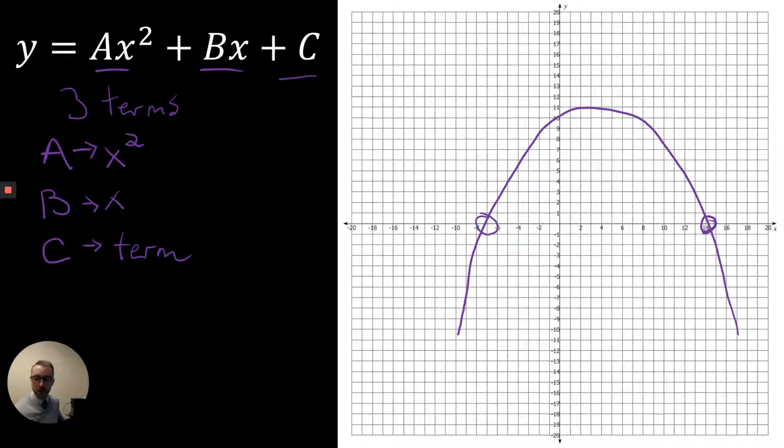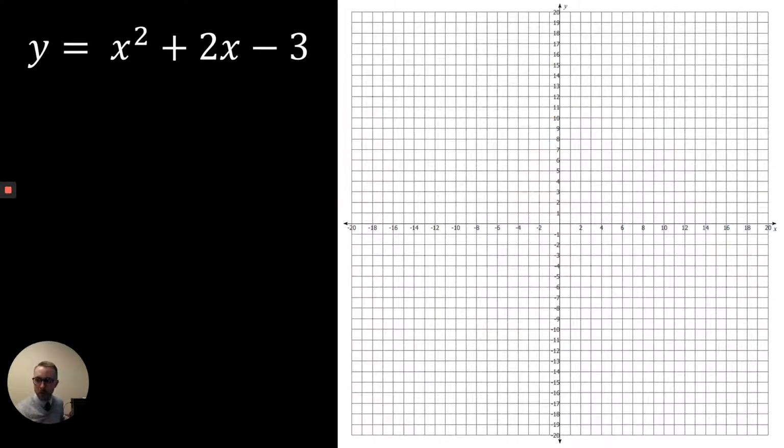So real quick, I want to look at a couple other quadratic functions, and I just want to identify a, b, and c, what the coefficients are on these other quadratic functions, so that we can start to do these other processes. So here's one more, and think about what is a, what is b, and what is c.